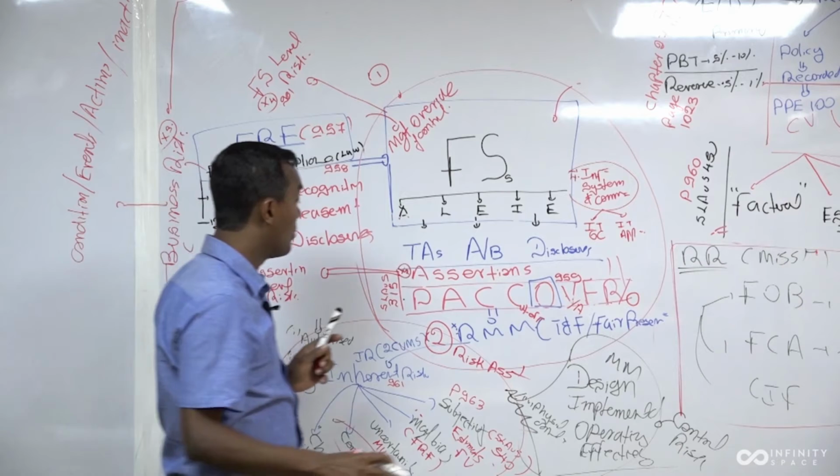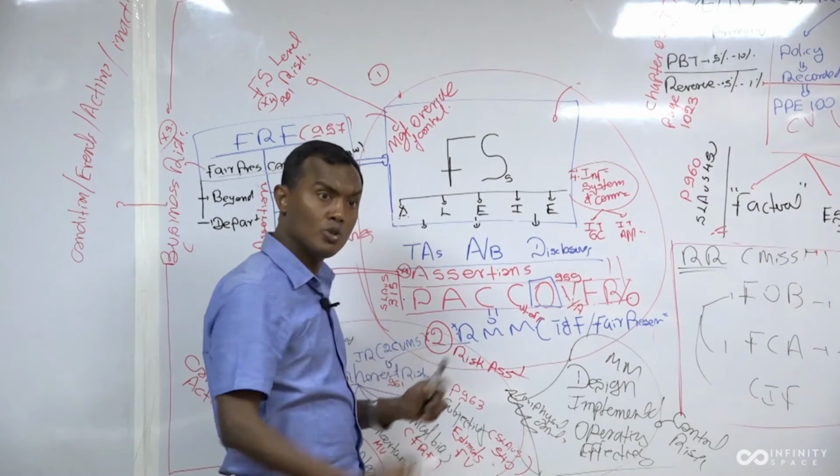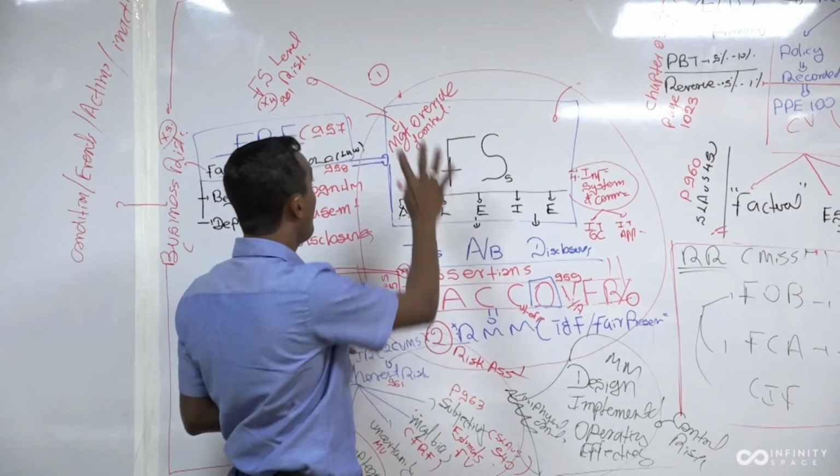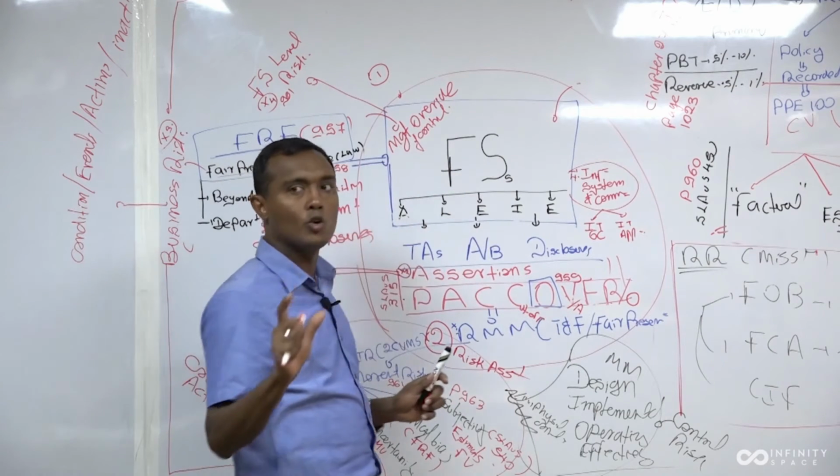Tomorrow, the managing director will come and say, no impairment here. Don't do any of that. I will give a call to the audit partner. Don't do any of those. So management override of control means anything can go wrong.